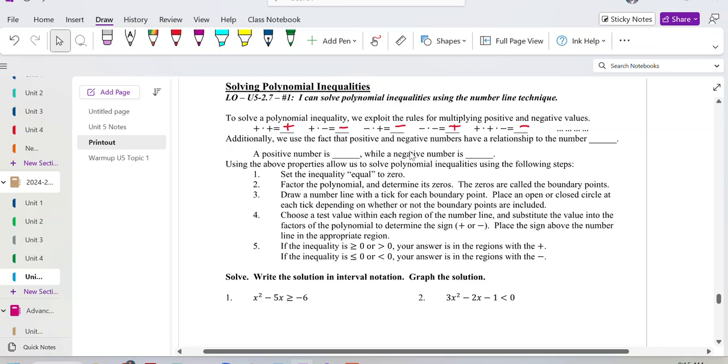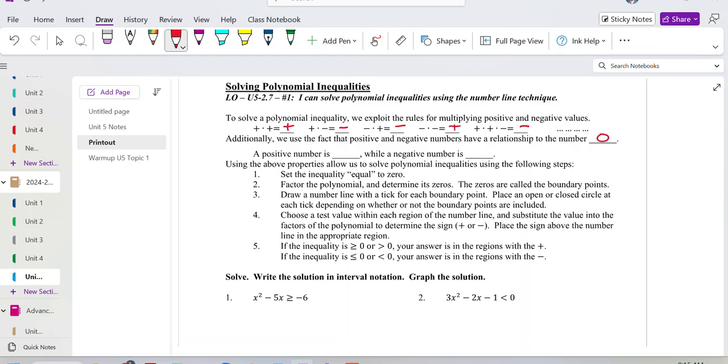Additionally, we'll use the fact that positive and negative numbers have a relationship to the number 0. A positive number is to the right of 0, it's positive. A negative number is to the left, it's negative. Using the properties above allows us to solve polynomial inequalities using the following steps. So we'll do that now.